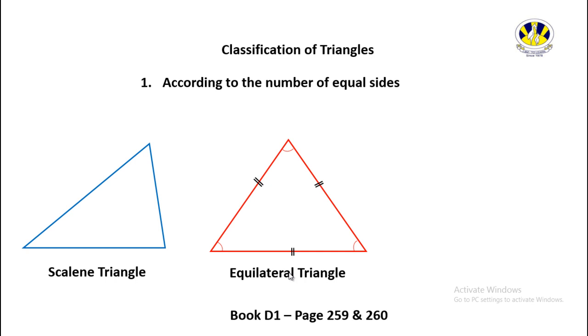Now let's focus on the green triangle on the right. There are 2 sides in this triangle which are equal in size. Such triangles are called isosceles triangles. The equal sides are marked with lines. You should also remember that the 2 angles below the equal sides are also equal in size.